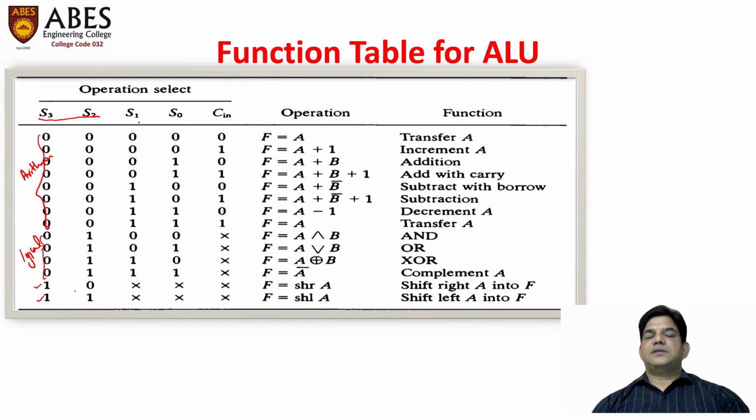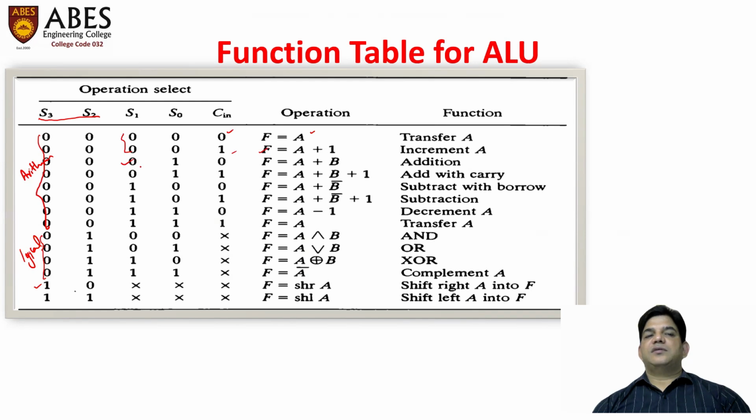Now the two selection lines S1 and S0 basically select the operations. For the arithmetic operations, if S1 and S0 are 0, 0 and the carry input is 0, the operation is transfer A. If the carry input is 1, then we add the carry to operand A, that is A plus 1, and the output is produced. So the difference here is in terms of the carry. If the carry input is 0, it is only a transfer. If the carry input is 1, we perform the addition.